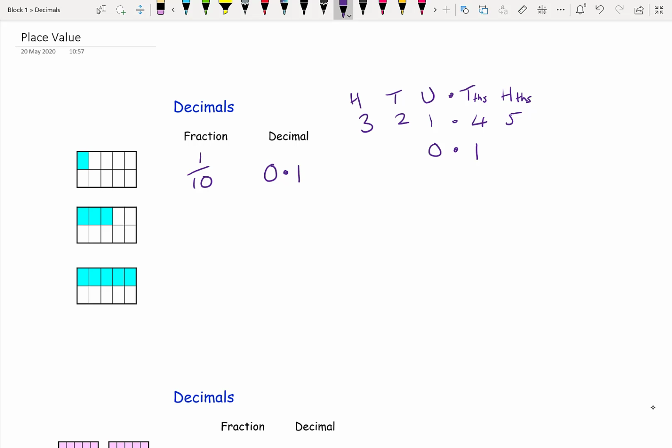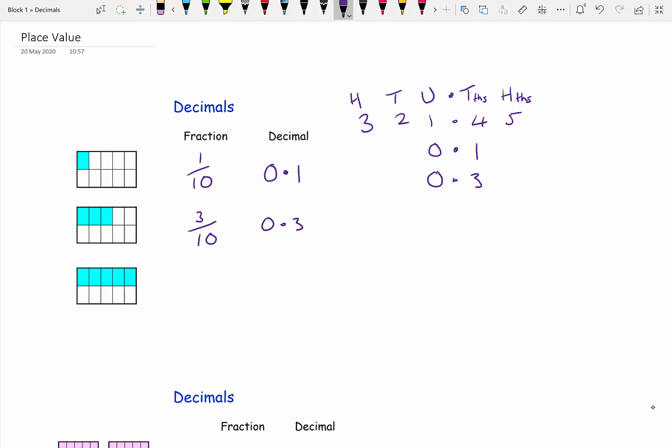If I look down to the next one, I've got 3 boxes coloured in blue, so I've got 3 of them, again, out of 10. So I've got 3/10 there. So if 1/10 was 0.1, 3/10 is 0.3. Again, as a number, 0.3.